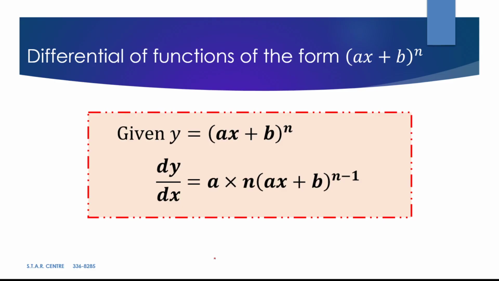Then our next rule would be differentiating a function of this form as shown in the title bar, (ax plus b) to the power of n. So when I have any function in this form, (ax plus b) to the power of n, notice there are no powers on x, then the differential would be a multiplied by n, and in brackets we have the same function ax plus b, and then we subtract 1 from the power.